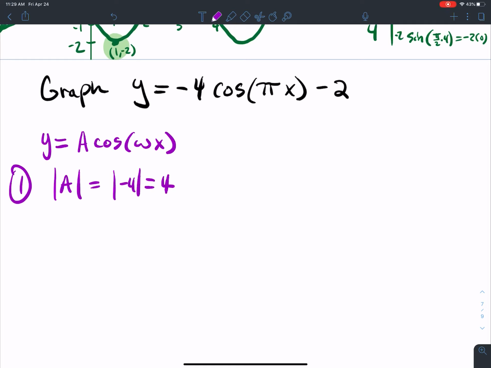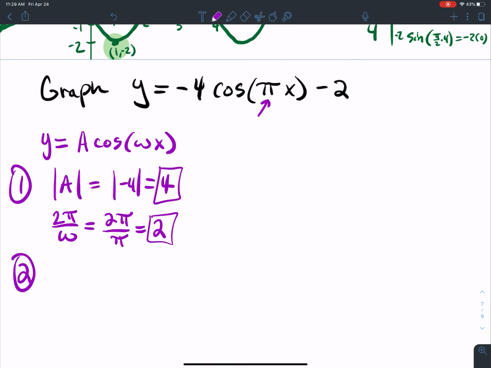Now, what's going to happen? Well, 2 pi over omega, and omega here looks like it's pi, so the period is 2. Okay, so your period is 2, the amplitude's 4. So the second part, I'm going to take the interval from 0 to 2, and I'm going to split it up into 3 pieces. So 1 is in the middle, 1/2 here, and 1.5 here, which is 3/2, in fraction form.